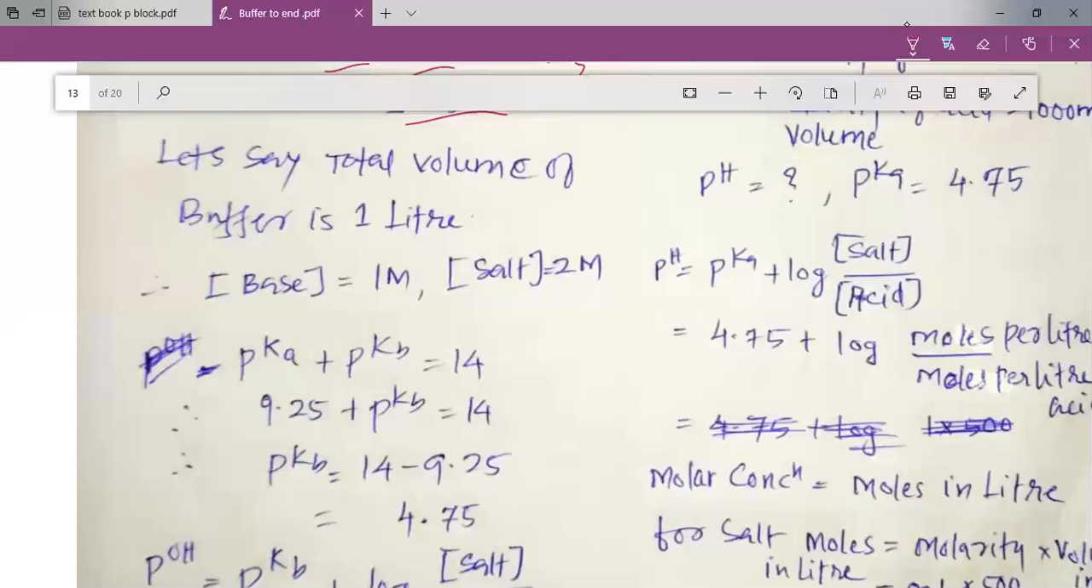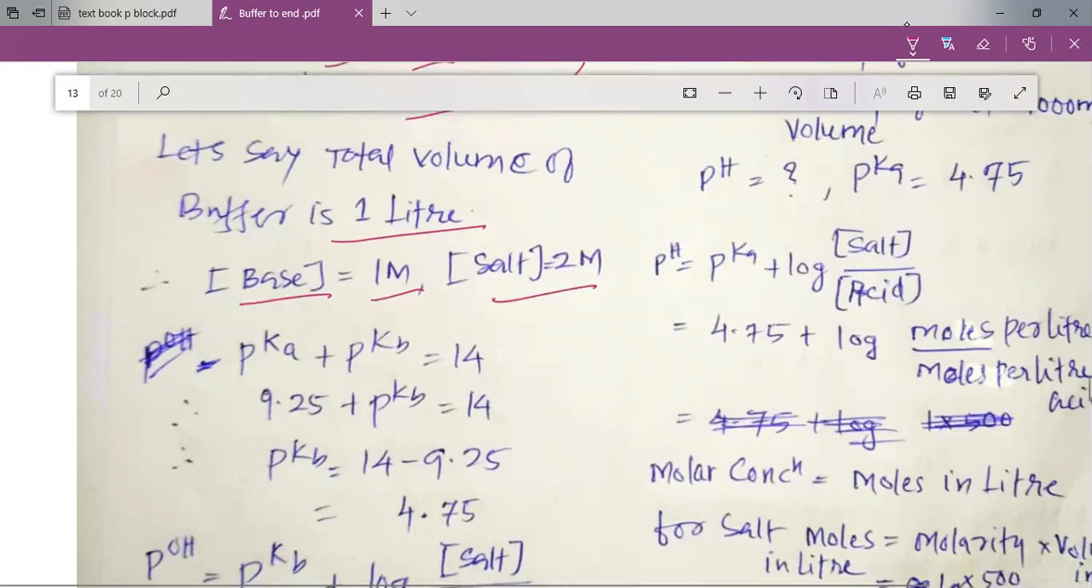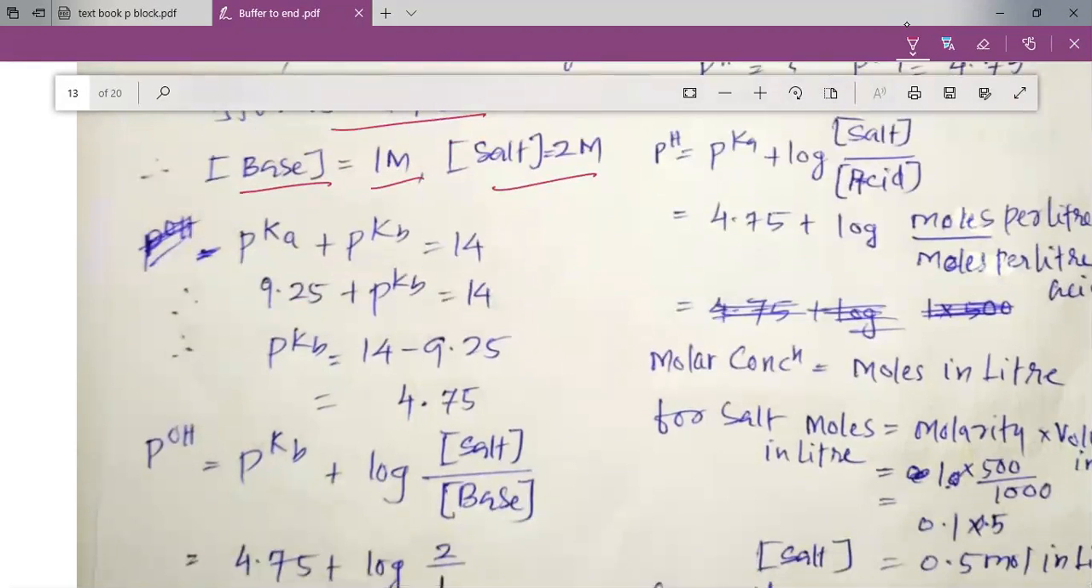Let's say the total volume of the buffer solution is 1 liter, and therefore the concentration of base is 1 molar, so 1 mole per liter, and the concentration of salt will be 2 mole per liter, because we have taken the total volume of the solution as 1 liter. We are well aware that pKa plus pKb is equal to 14. We have this pK value, that is 9.25, plus pKb is equal to 14. Therefore, pKb is equal to 14 minus 9.25. That gives the value 4.75.